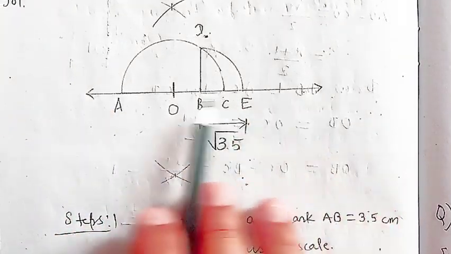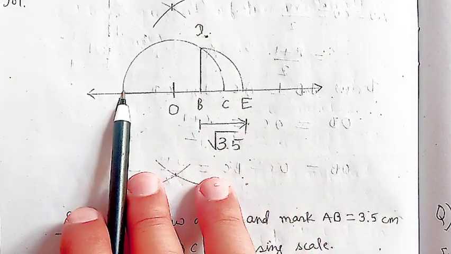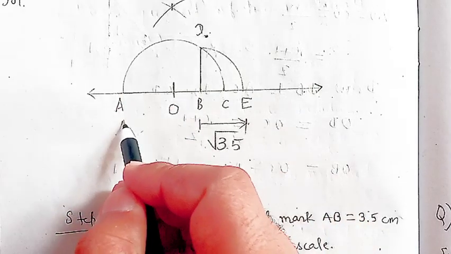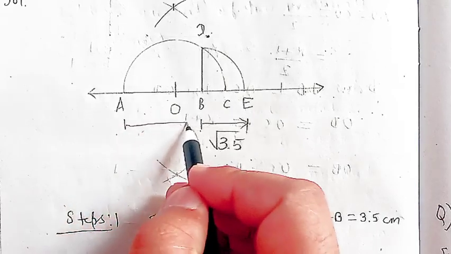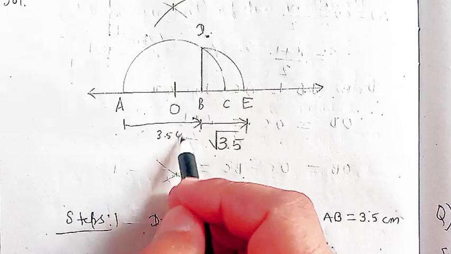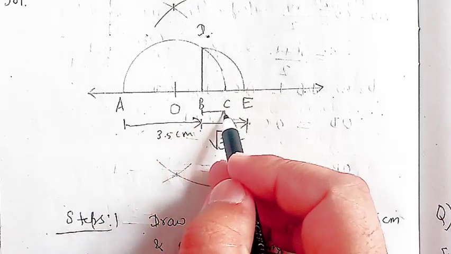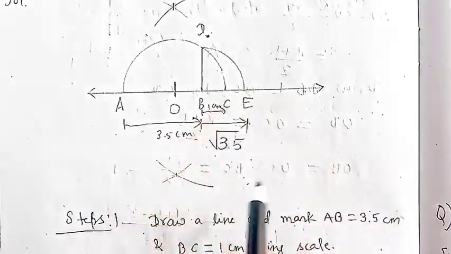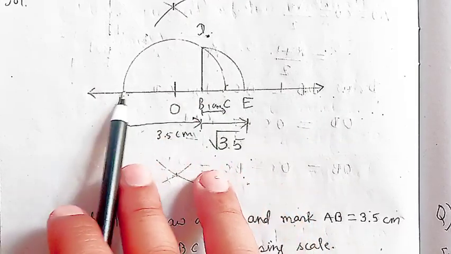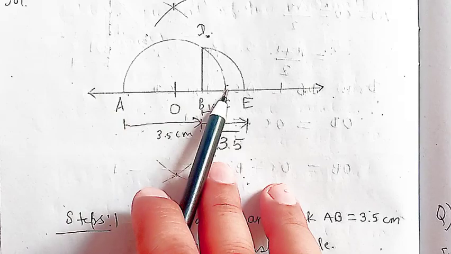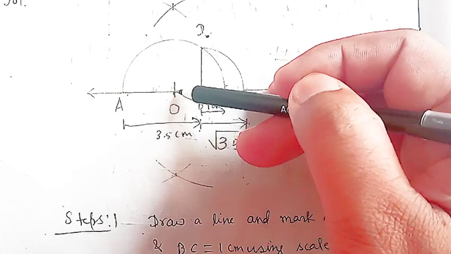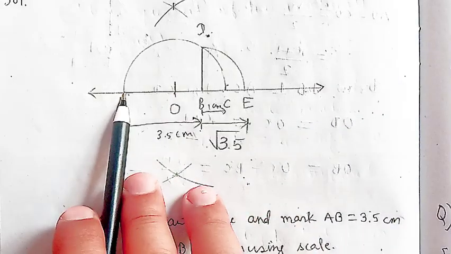We draw a number line, take a point A, and draw AB equal to 3.5. And BC is equal to 1. So AC is 4.5 centimeters, and AC is bisected perpendicularly to get O. O is the midpoint of AC.